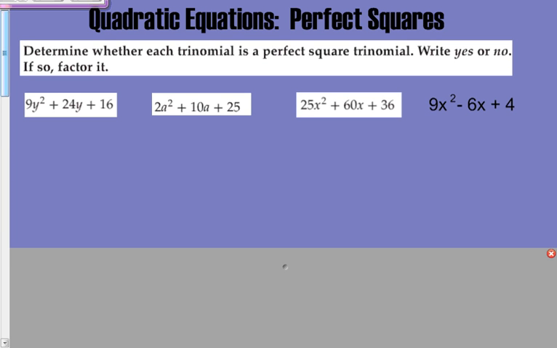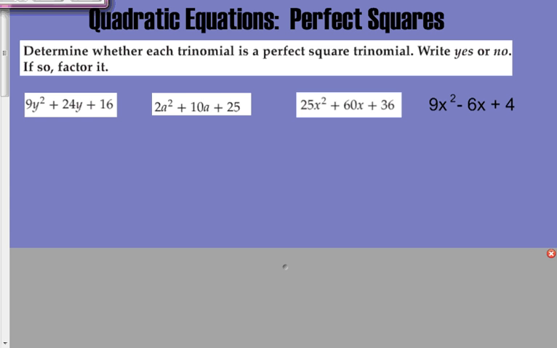This is called Quadratic Equations, Perfect Squares. We're going to start off the first part of your lesson. You're going to be asked to determine if a trinomial is a perfect square trinomial. You write yes or no, and then if it's a yes, you're going to factor it. Well, there's three things that you have to check to see if it's a perfect square trinomial.